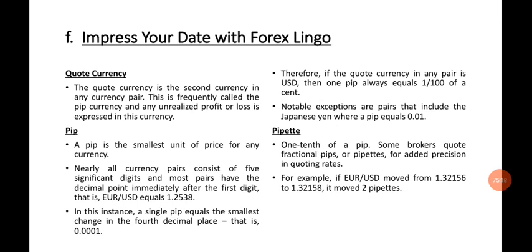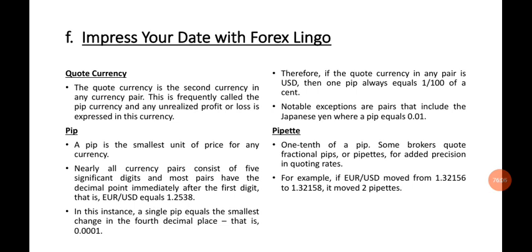Nearly all currency pairs consist of 5 significant digits, and most pairs have the decimal point immediately after the first digit. That is, a euro-US dollar example equals 1.2538. In this instance, a single pip equals the smallest change in the fourth decimal place, that is 0.0001. Therefore, if the quote currency in any pair is the US dollar, then 1 pip always equals 1/100 of a cent. Notable exceptions are pairs that include the Japanese yen, where a pip equals 0.01.